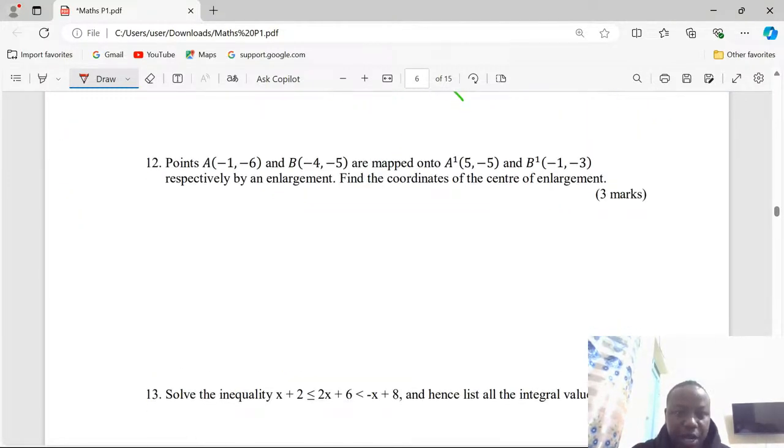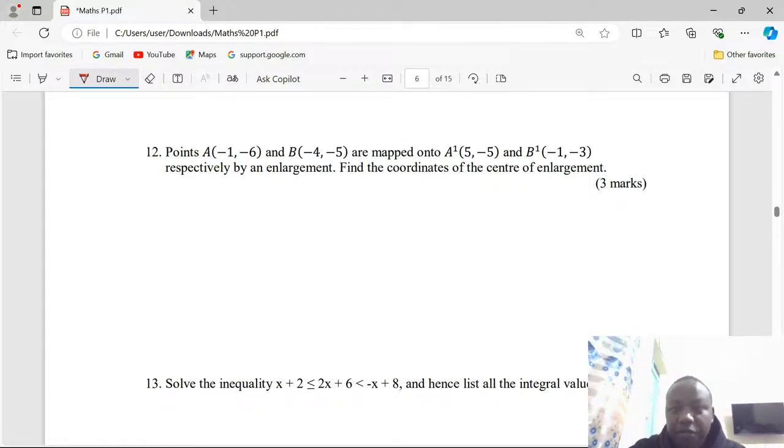Okay. Number 12. Points A (-1, -6) and B (-4, -5) are mapped onto A prime (5, -5) and B prime (-1, -3), respectively, by an enlargement. Find the coordinates of the center of enlargement.